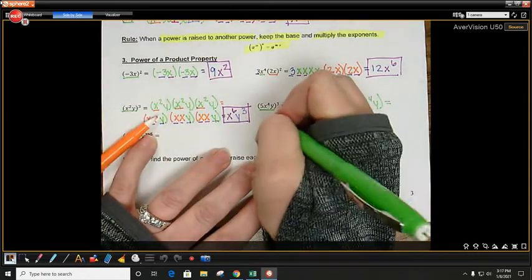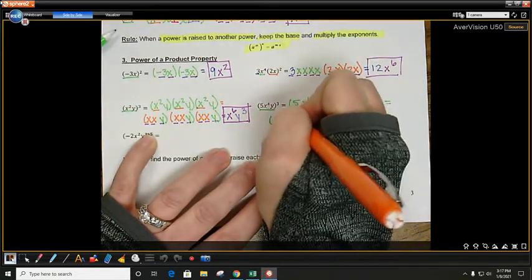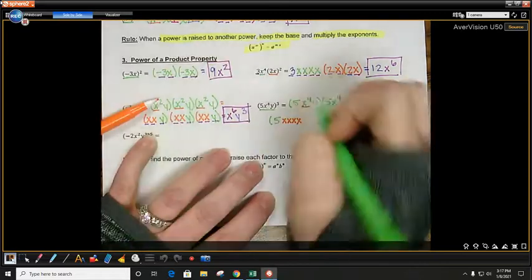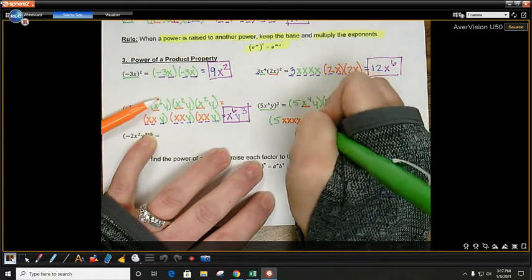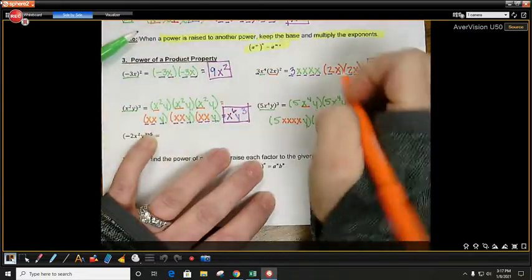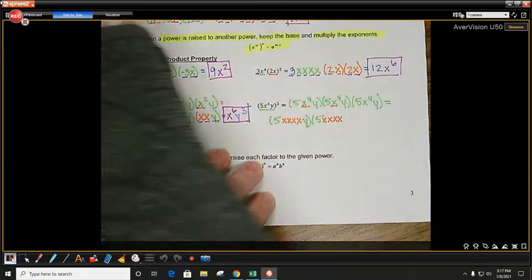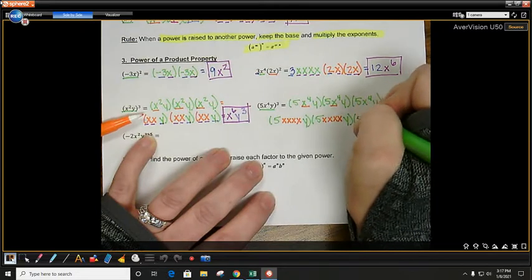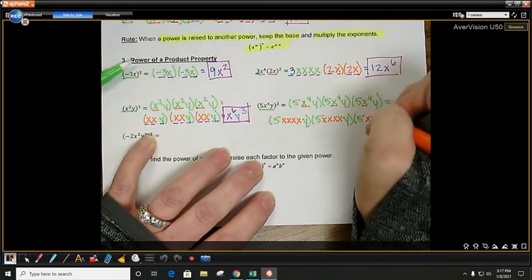The 5 doesn't have an exponent, so 5. I'm going to rewrite this x to the 4th as 4 x's. And then my y doesn't have an exponent, so I'm going to leave it as y. And then this one's going to be 5. Again, x to the 4th means I have 4 x's. And then y. And then the next one, 5. X to the 4th means I have 4 x's. And then y.